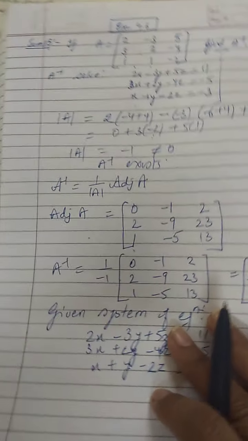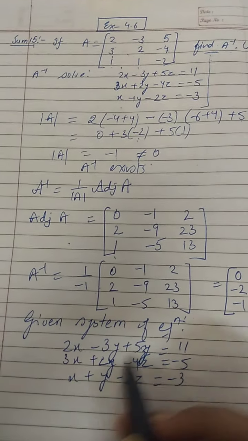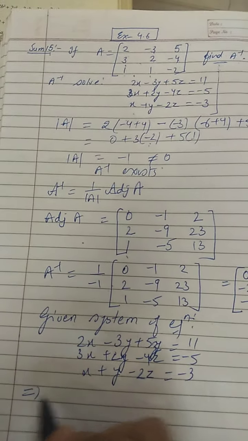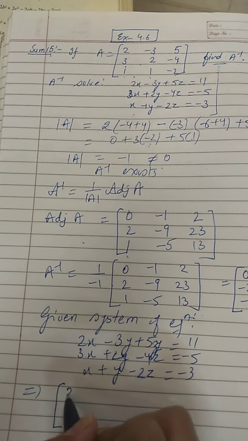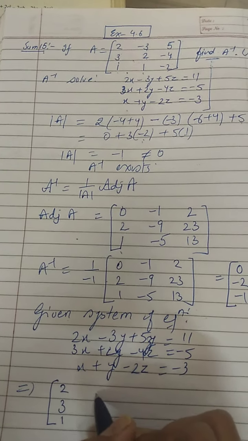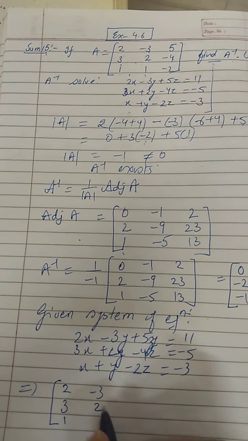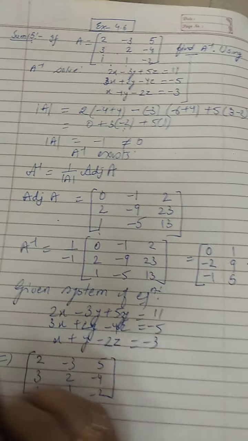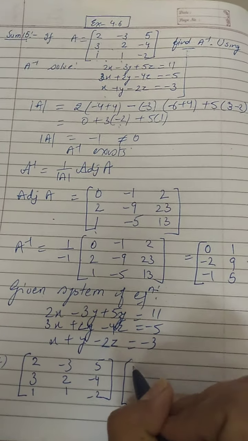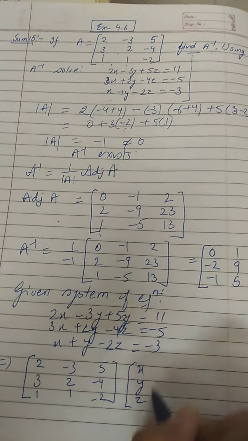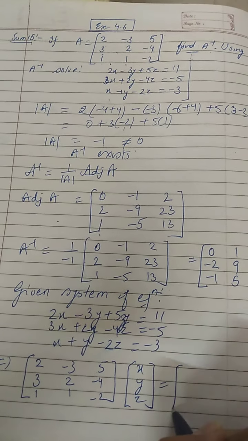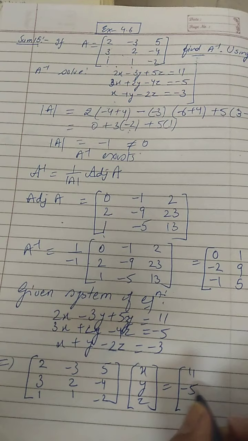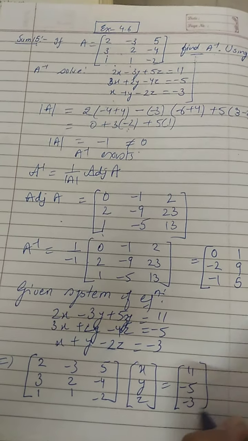And in the previous video we have discussed, when the system of equations is given, what we will do: the coefficients we write in one matrix, 2, minus 3, 5, 3, 2, minus 4, and 1, 1, minus 2. So this is our coefficient matrix. The variables will go to the column matrix, and the RHS constants also will be in a column matrix, right?